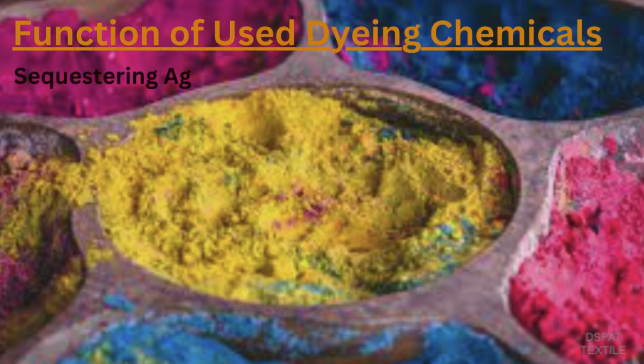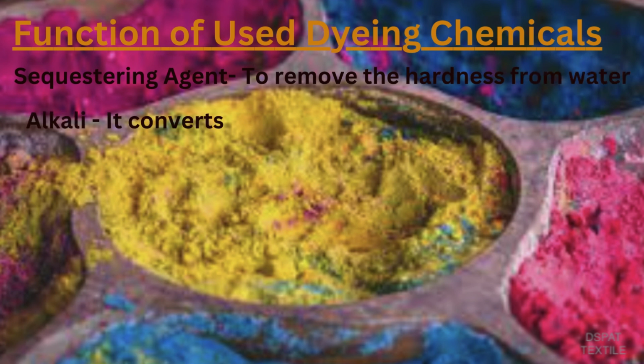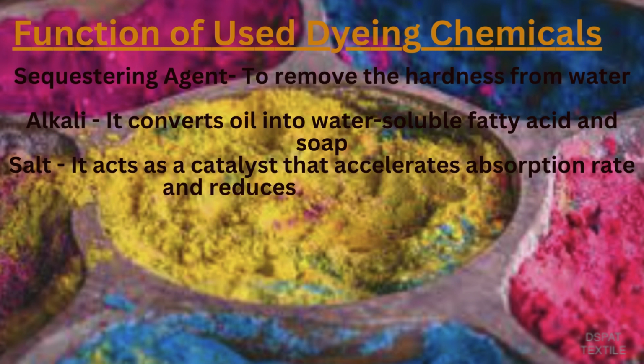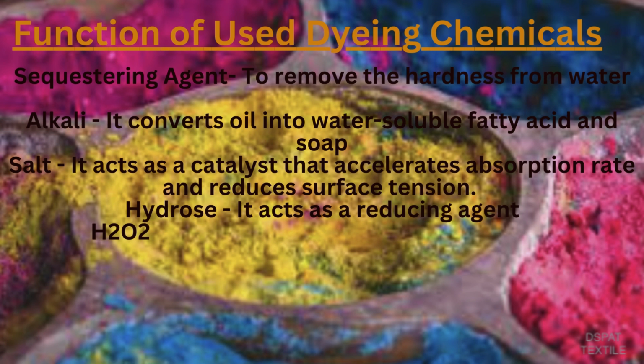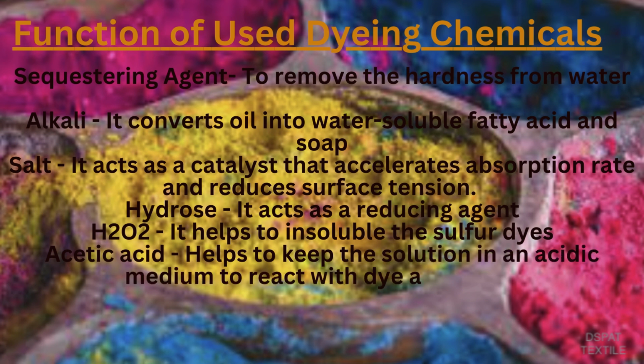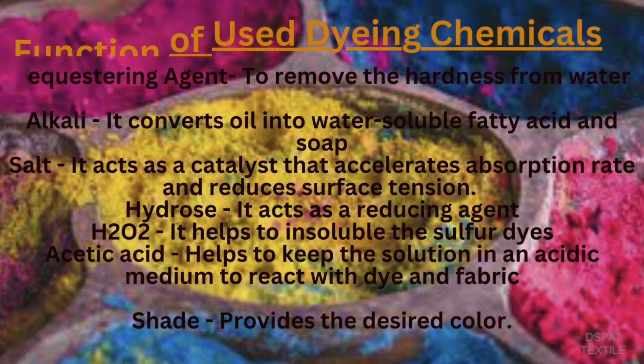Function of used dyeing chemicals. Sequestering agent to remove the hardness from water. Alkali, it converts oil into water-soluble fatty acid and soap. Salt, it acts as a catalyst that accelerates absorption rate and reduces surface tension. Hydrose, it acts as a reducing agent. H2O2, it helps to insolubilize the sulfur dyes. Acetic acid helps to keep the solution in an acidic medium to react with dye and fabric. Shade provides the desired color.